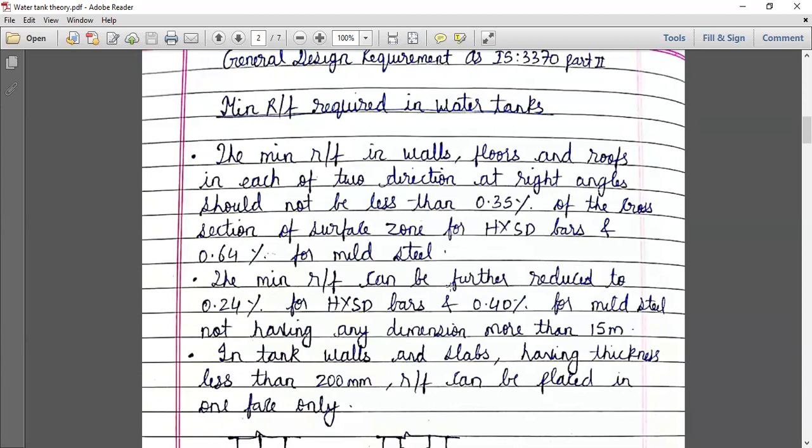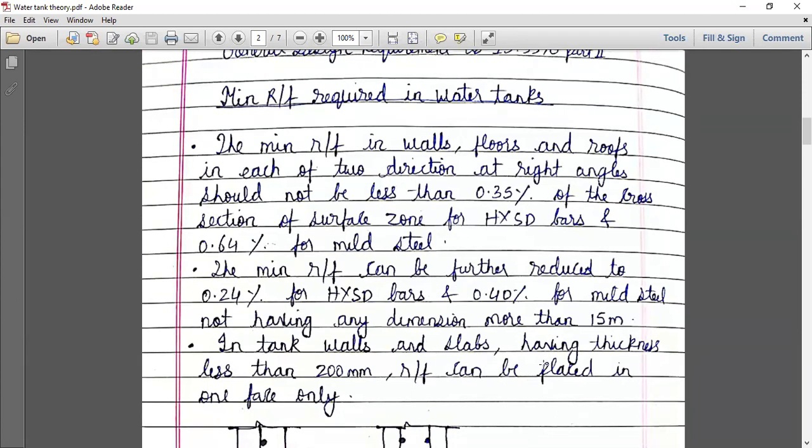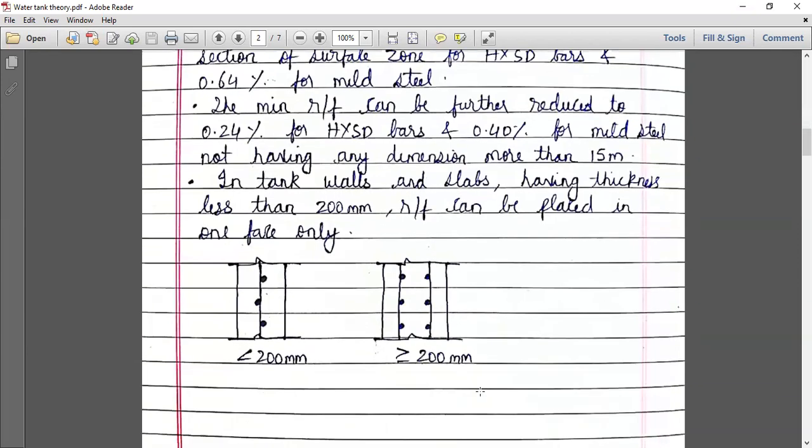The next point, the minimum reinforcement can be further reduced to 0.24% for HYSD bars and 0.4% for mild steel, for sections not having any dimension more than 15 meters. Then in tank walls and slabs having thickness less than 200 mm, reinforcement can be placed in one face only. I have shown this with the help of the diagram.